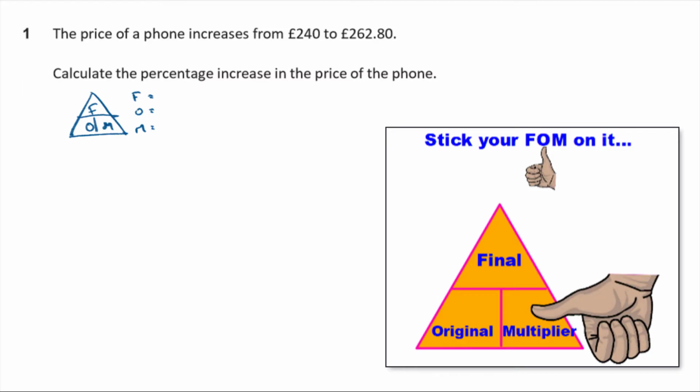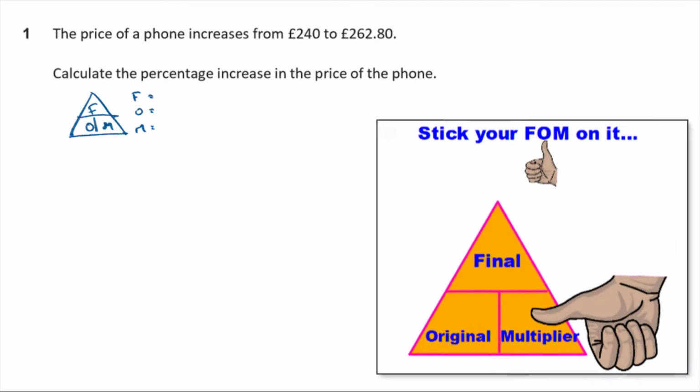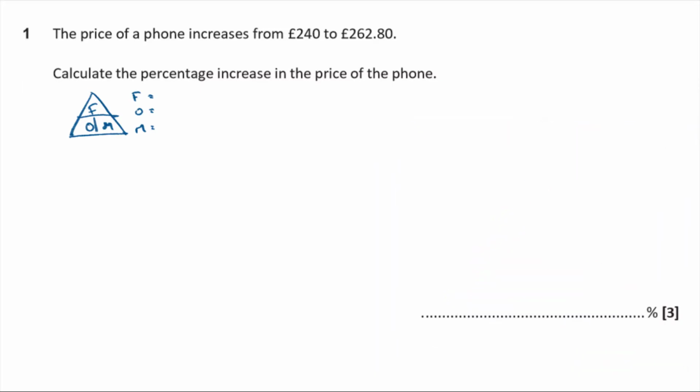So the price of the phone increases from £240 to £262.80. With this method, you just need to work out which is the final, which is the original, which is the multiplier. The price of this phone was originally £240, so that's what goes here, 240. And then the final price is this one here, isn't it? Because it's gone up in price. So it was £240, that's the original. It's now £262.80, that's the final price. What we're trying to work out is the multiplier, what the percentage changes from 240 to 262.80.